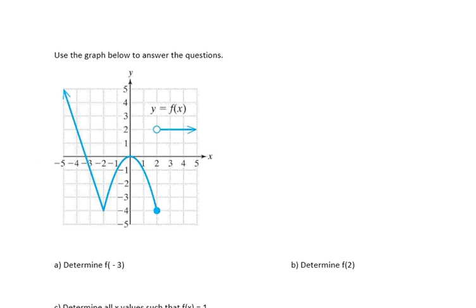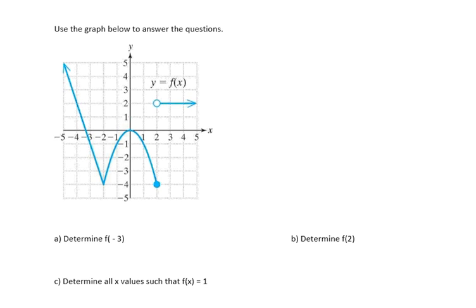So part A asks for f of negative 3. Now remember, the negative 3 is in the domain. So let's go to negative 3. Well, negative 3 in the domain gets me to this spot here. So what range value goes with x equal to negative 3? Well, that's negative 1. So I would write f of negative 3 is equal to negative 1. When the domain is negative 3, the range value in this case is negative 1.